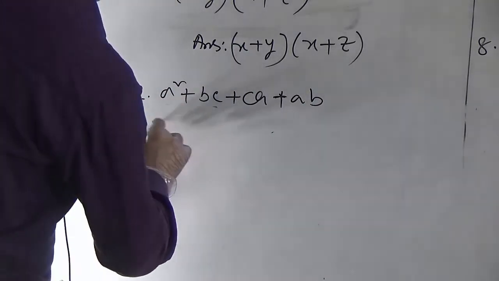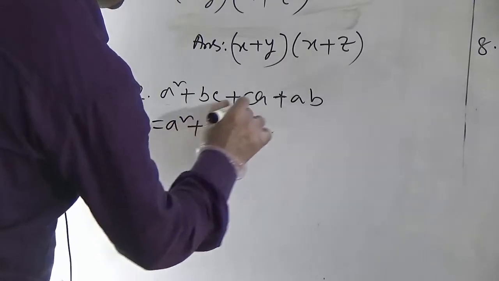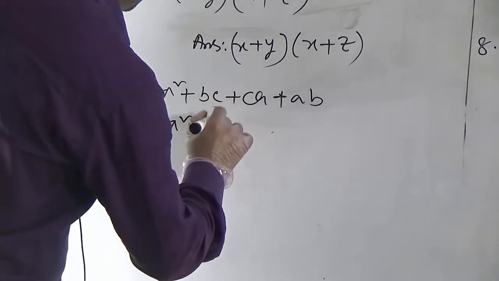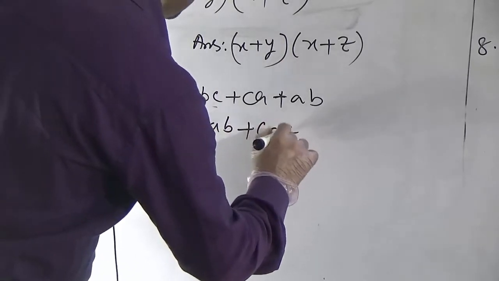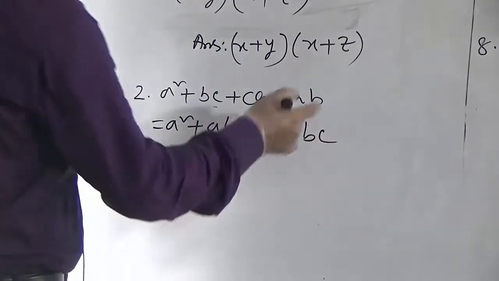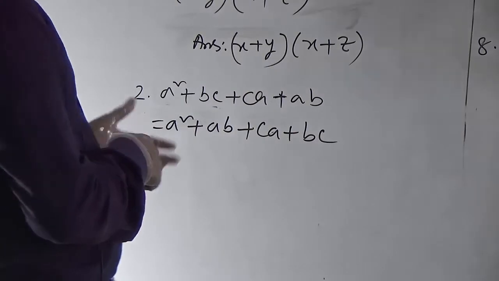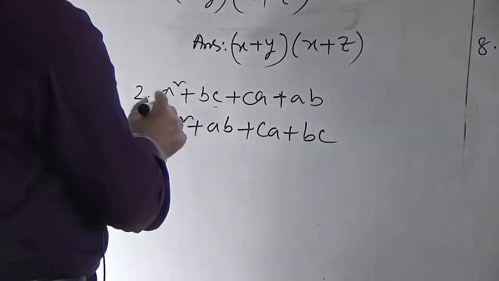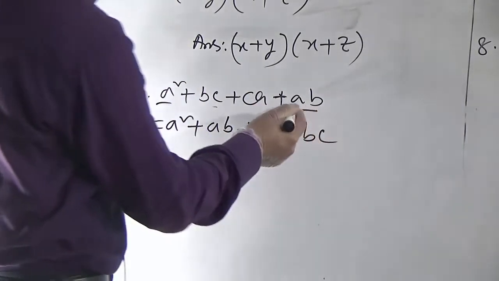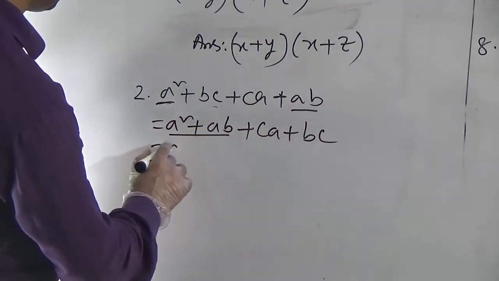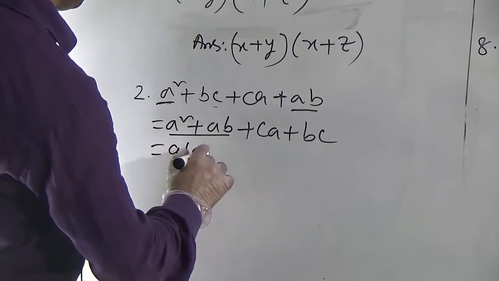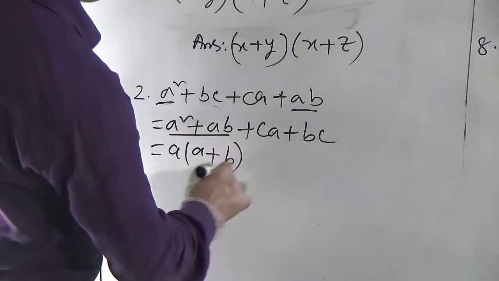Consider first one is a square and then ab, then ca plus bc. I have arranged these 4 terms using a technique. Here is a square, here is ab. If we take a as common from these 2 terms, in the first term a will remain and here will be b.